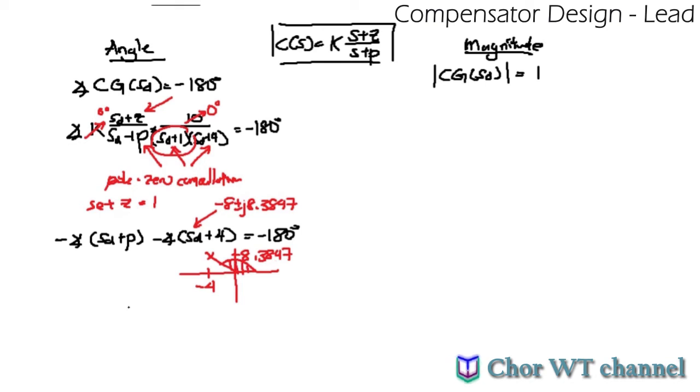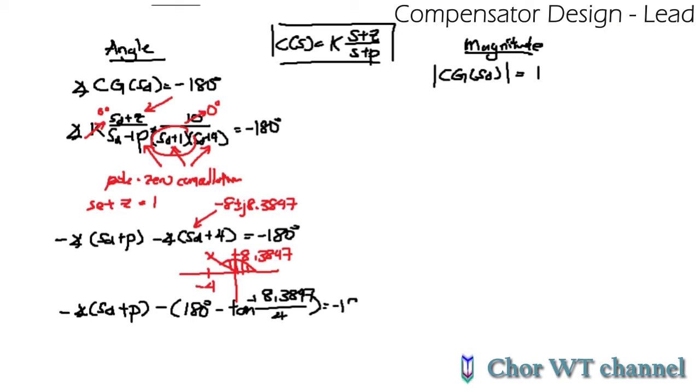Therefore, this entire expression will now become SD plus P minus 180 degrees minus inverse tangent of 8.3897 divided by 4, and it must be equal to -180. We'll be using the same approach here to determine the value of SD plus P later. For now, let's complete this expression.